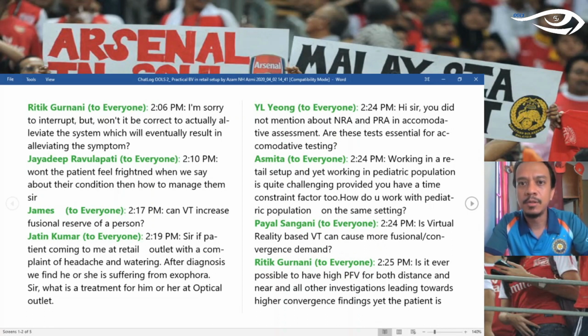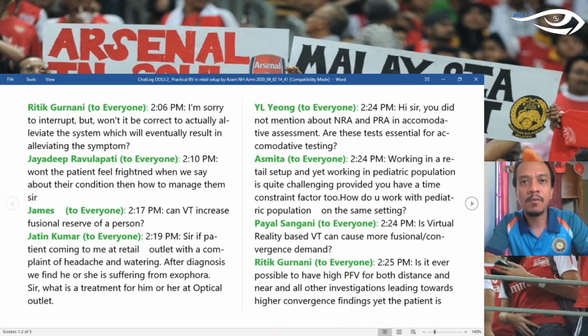The second one is from Yong. Hi sir, you did not mention NRA and PRA in accommodative assessment. Are these tests essential for accommodative testing? So to answer your question, yes, the tests are still essential and important in assessing accommodative function as well as indirectly testing the divergence function.